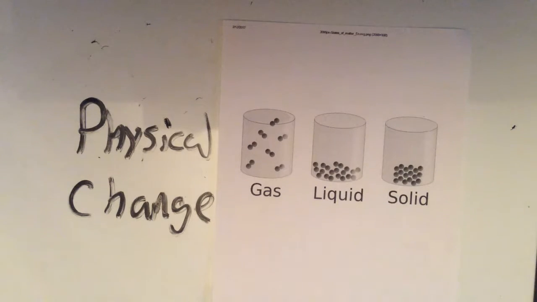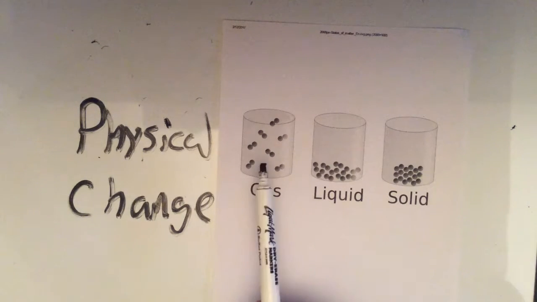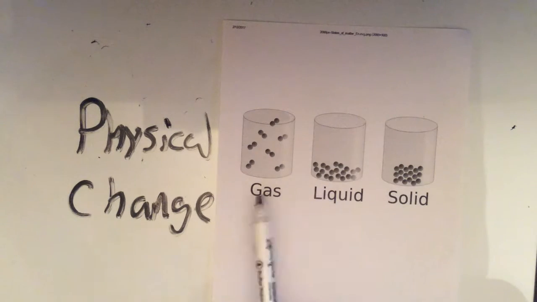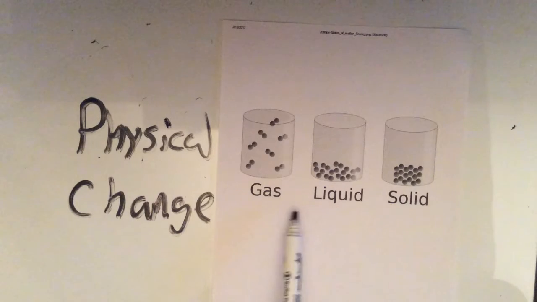Now we're up to physical change. Physical change alters the appearance of the substance, but does not make any new chemicals, such as going from gas to solid, liquid, gas, all this. Back and forth, back and forth.